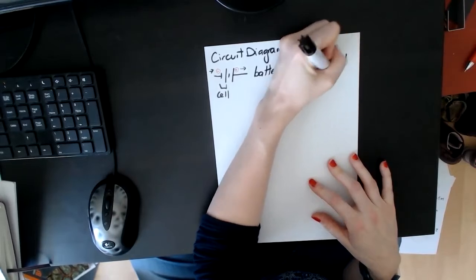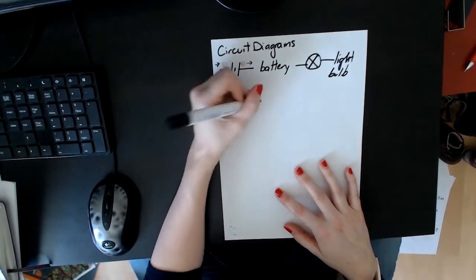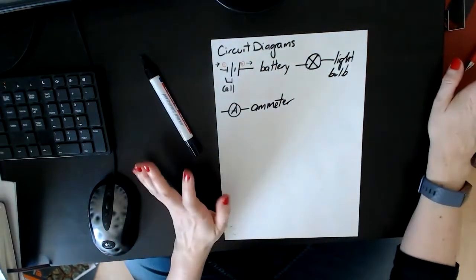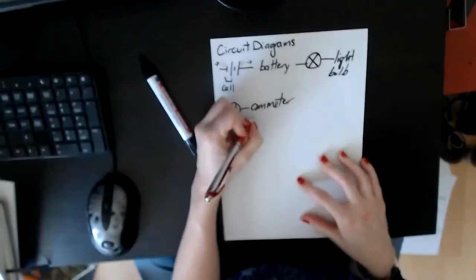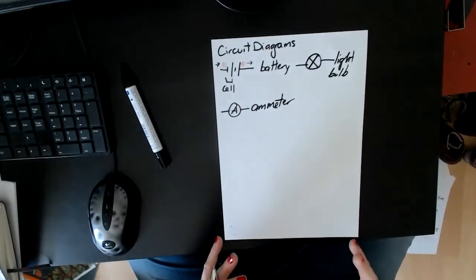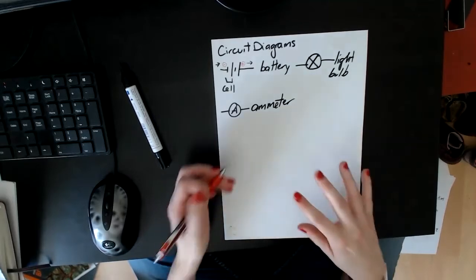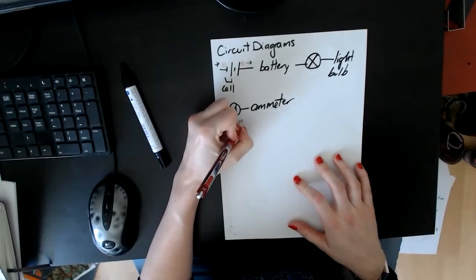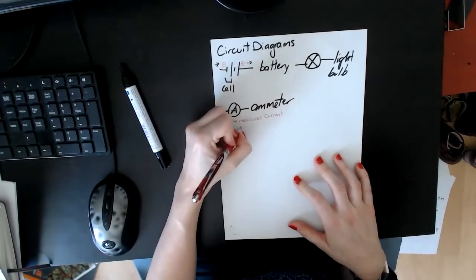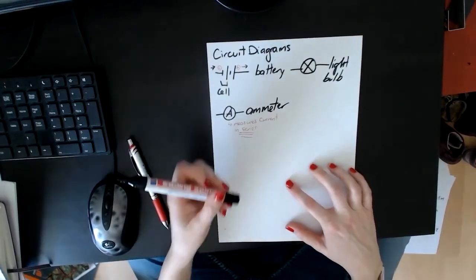This is a light bulb. Most people know that, right? This is an ammeter. An ammeter measures current, and when you put it into a circuit, you have to make sure that it is always put in series, not in parallel. So always make sure it's in series.